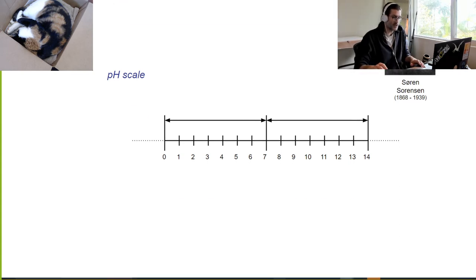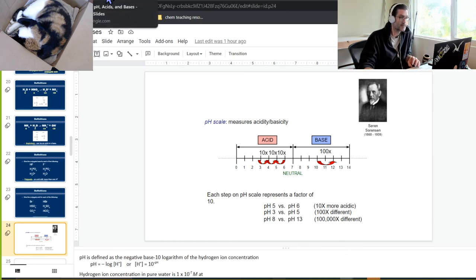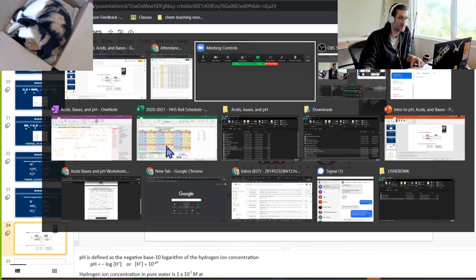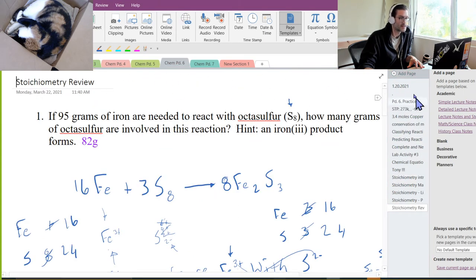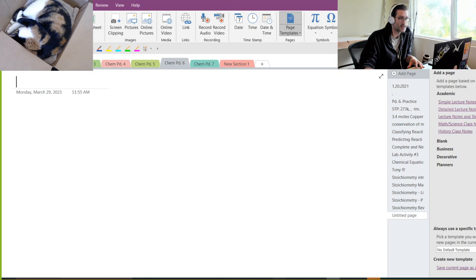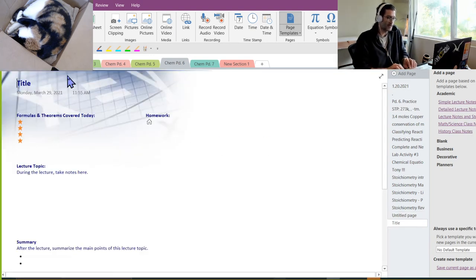Finally, we have the pH scale, which, remember what I said about dealing with tiny, tiny concentrations of things? Well, here's this guy, Soren Sorensen, and he came up with this way of doing that. I'm just going to jump over to period 6 and make a new page. Let's make it math and science class notes. This is going to be acids, bases, and pH.